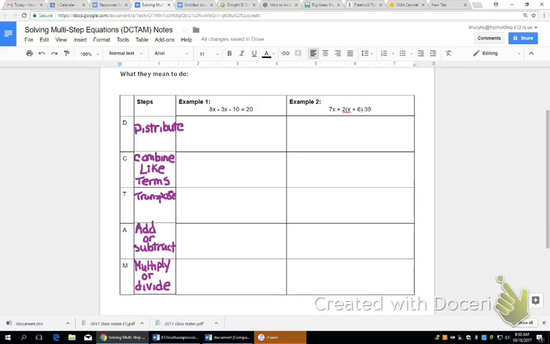All right, so looking at example 1. We don't have anything to distribute in this problem, so that spot is going to be blank. We do, however, have like terms to combine. So we have 8x minus 3x minus 10 equals 20. So our like terms, of course, are 3x and 8x. So we're going to do 8x minus 3x, which leaves us with 5x minus 10 equals 20.